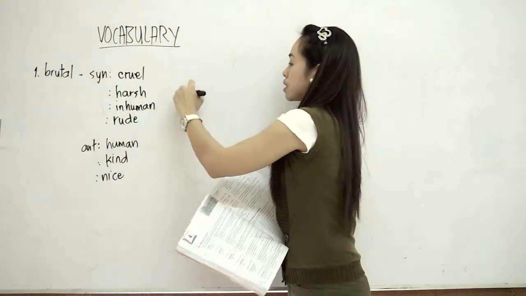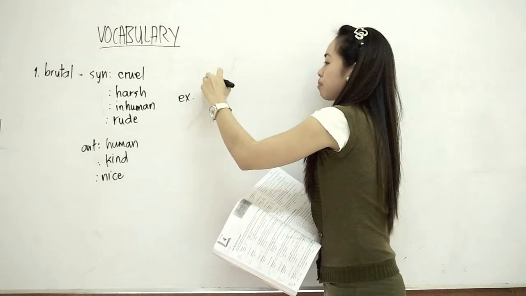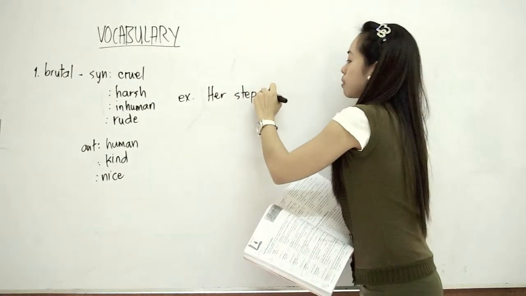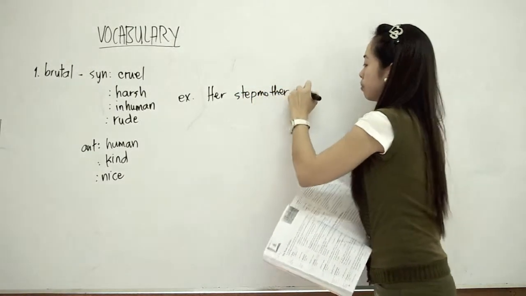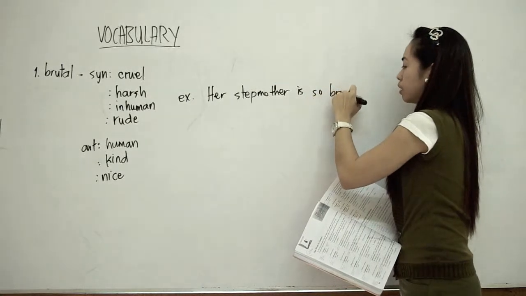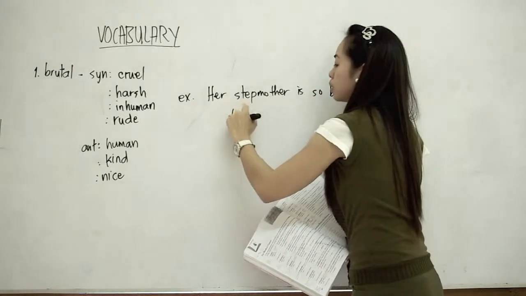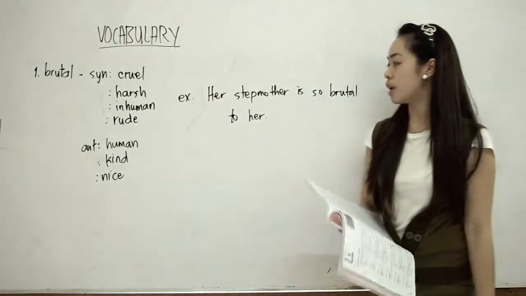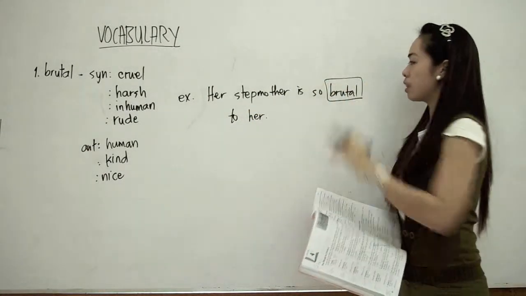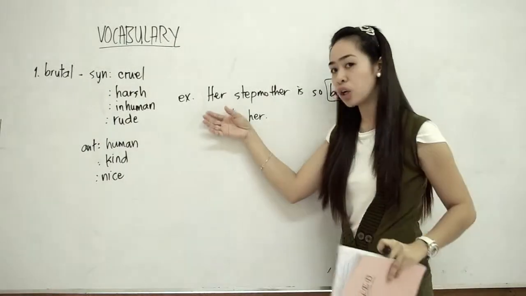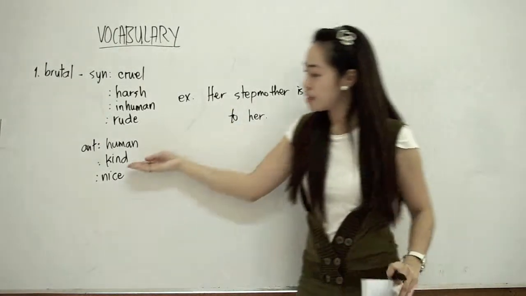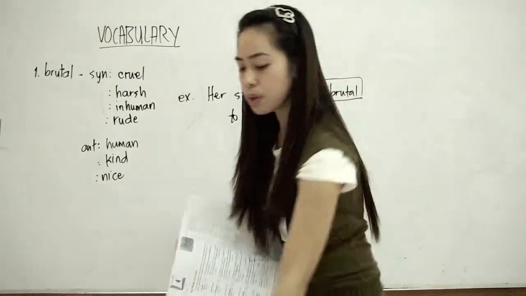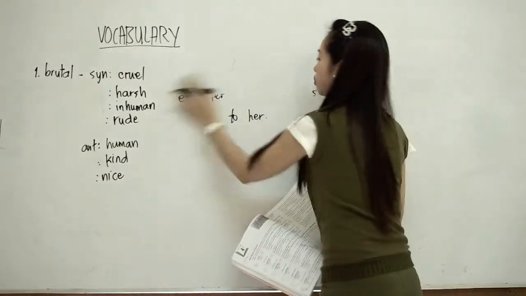So an example of a sentence that we can say. Her stepmother is so brutal to her. Okay, so from this word brutal, meaning that the stepmother of the girl here is brutal, meaning it's not kind, unkind. Okay, next we go on with our second word.